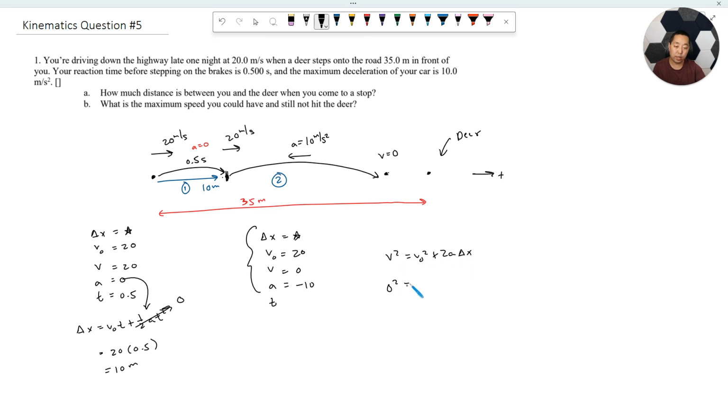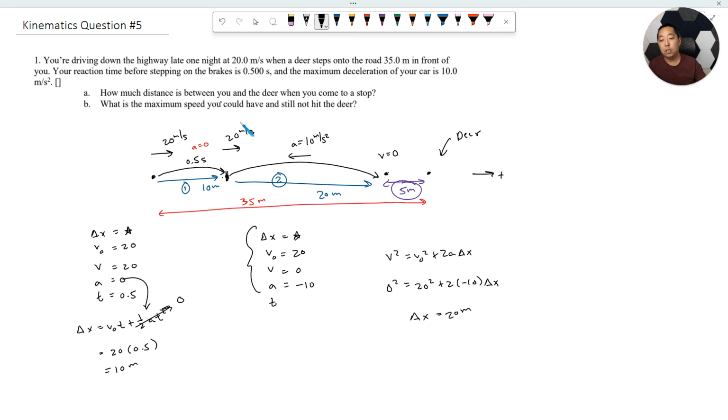So that 0 squared is 20 squared plus 2 times negative 10 times delta x. And then we solve for delta x here. So we're going to get 20 squared divided by 20. I get 20 meters here. So the second motion here, we traverse 20 meters. And so that means it's been 30 meters. That means the remaining distance is 5 meters here. Okay, so we stop 5 meters before the deer.